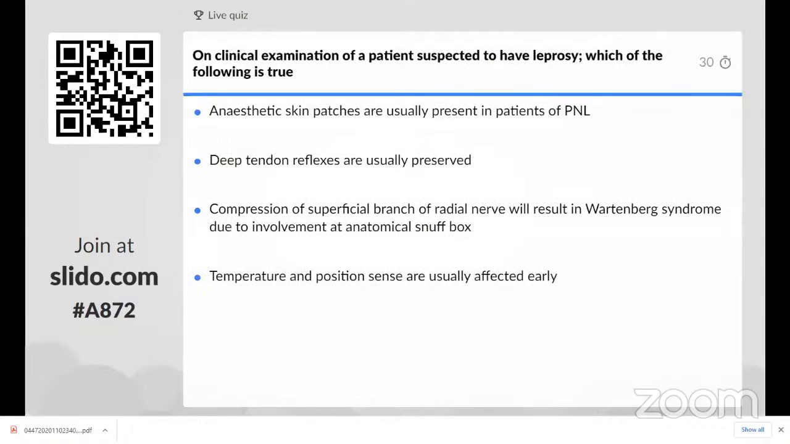Okay, next question, again about leprosy. If you have a patient who is suspected of having leprosy, which of the following is true? Anesthetic skin patches are usually present in people with pure neuritic leprosy. Deep tendon reflexes are usually preserved. Compression of the superficial branch of the radial nerve would result in Wartenberg syndrome due to involvement at the anatomical snuffbox. Temperature and position sense are usually affected early. Again, a little tricky question, but if you read it carefully, you can answer this. Which is correct?